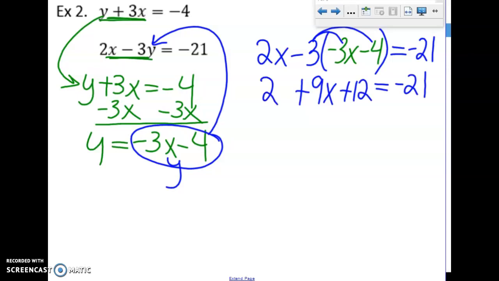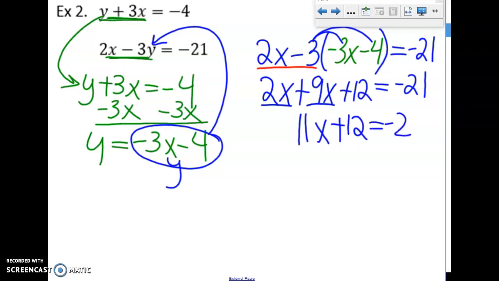Don't forget about the 2x that was out in front. It's very typical for students to maybe think about subtracting here, but again, they're not like terms, and we're distributing, multiplying before subtracting. Now, we've got like terms here, so go ahead and put those together when they're on the same side of the equal sign. 11x plus 12 equals negative 21.